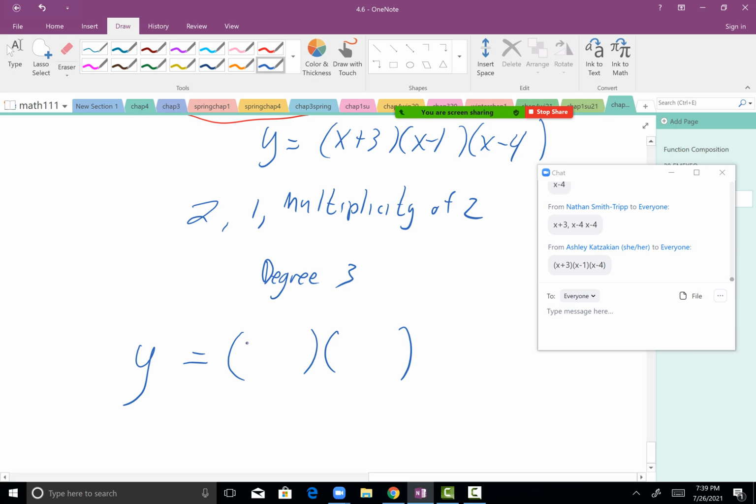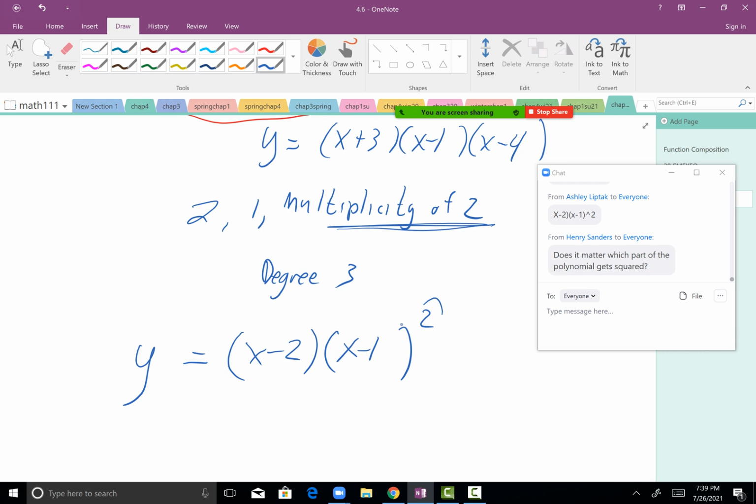x minus 2, x minus 1 squared. Yep, x minus 2, x minus 1 squared. Good. You got it. Because this is a multiplicity of 2, so that's going to be the power on there. How do you know for sure which of those would be squared? It will tell you. So this one says 2, 1, and the 1 has the multiplicity of 2. If it was 2 with multiplicity of 2, then 1, it would say, and you would go with the square on the 2.